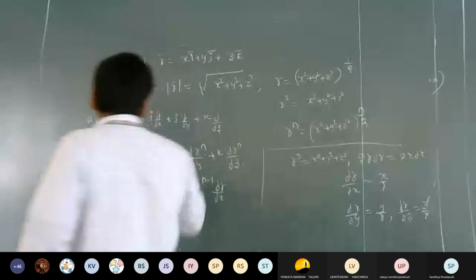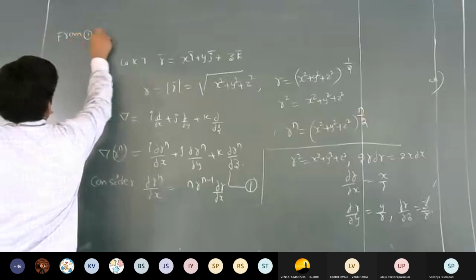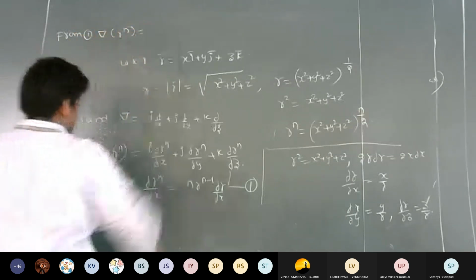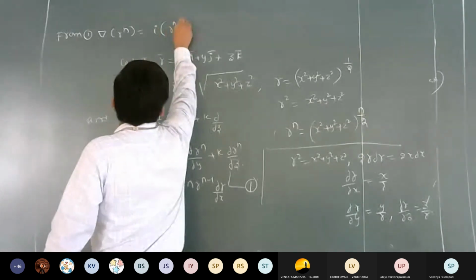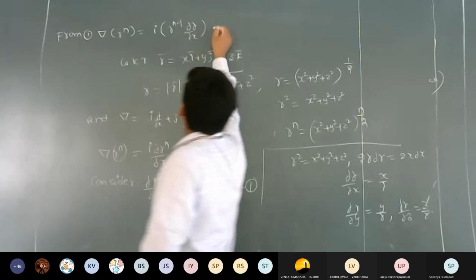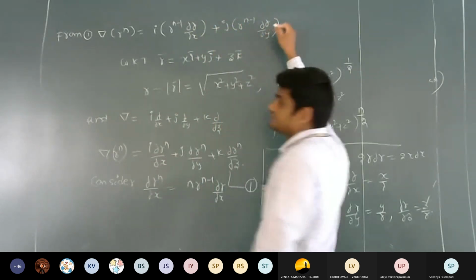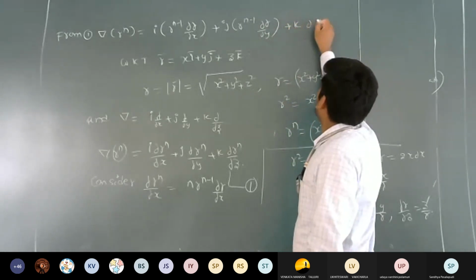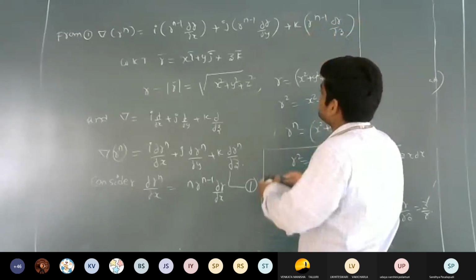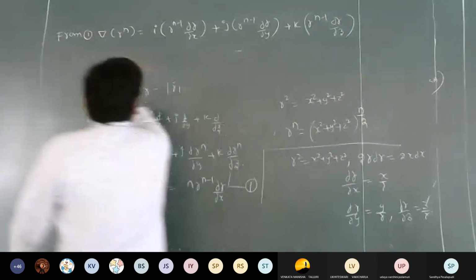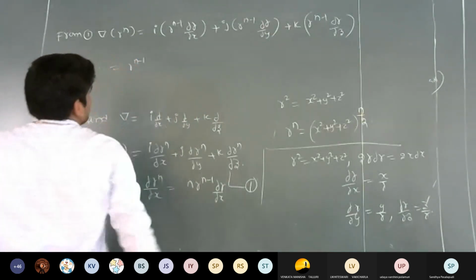Now we have to substitute the values in 1. So from 1, del of r power n is equal to i into r power n minus 1 into dou r by dou x plus j into r power n minus 1 into dou r by dou y plus k into r power n minus 1 into dou r by dou z. Next, r power n minus 1 is the common.